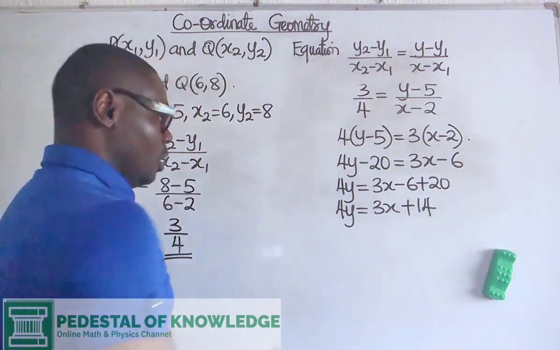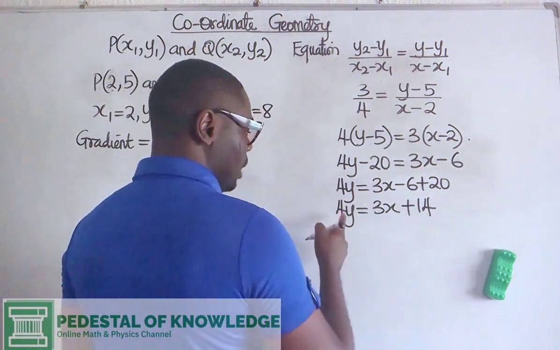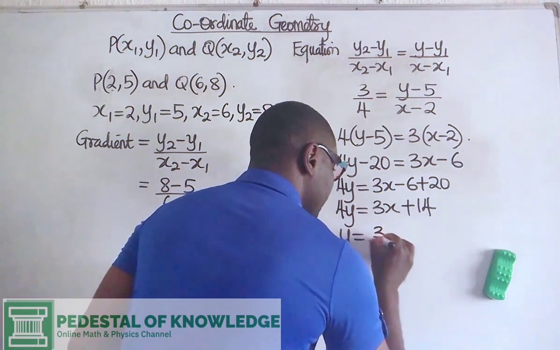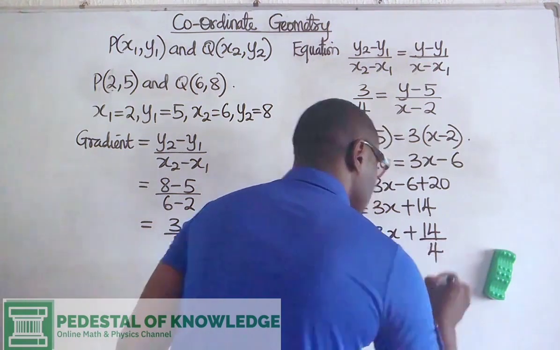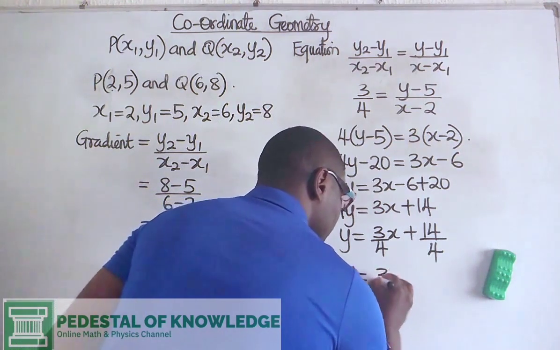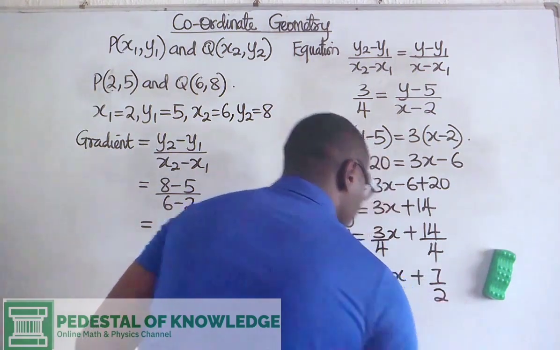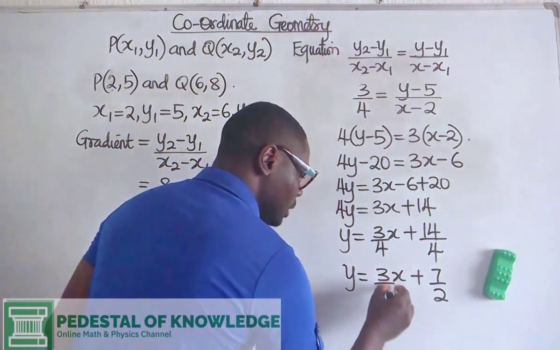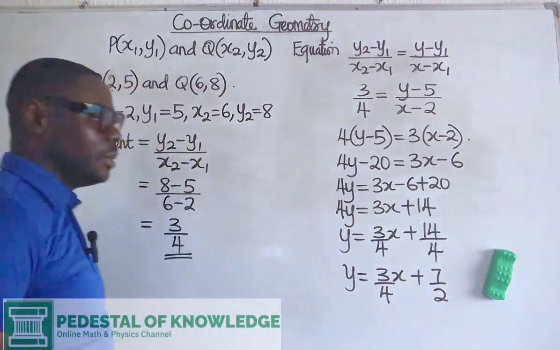Now, the equation of the line connecting P and Q is obtained by dividing both sides by 4, that is, the coefficient of y. So y is equal to 3 over 4 x plus 14 over 4. And finally, it can be reduced to y is equal to 3 over 4 x plus 7 over 2. And that is the equation of the line connecting P and Q, where 3 over 4 is the gradient, and that is the value we got here, and 7 over 2 is the intercept, C.